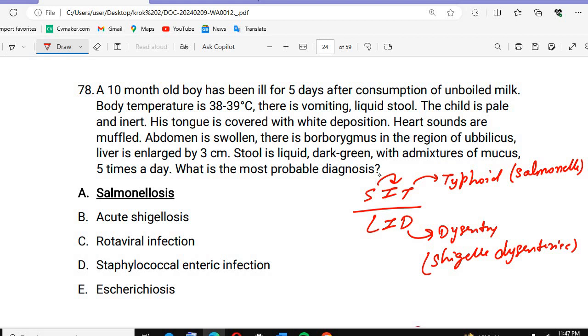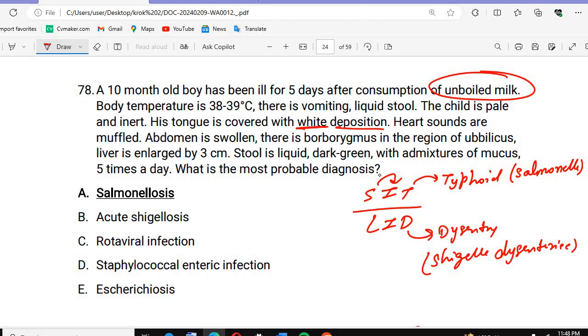A 10-month-old boy has been ill for 5 days after consumption of unboiled milk. Body temperature is 38 to 39 degrees Celsius. So we have fever, and the temperature will rise. Vomiting and liquid stools. The child is pale and inert. The tongue is covered with white depositions. Remember here: if the tongue has a grey deposition, it is diphtheria, but if it is white depositions, we can see it in salmonella.